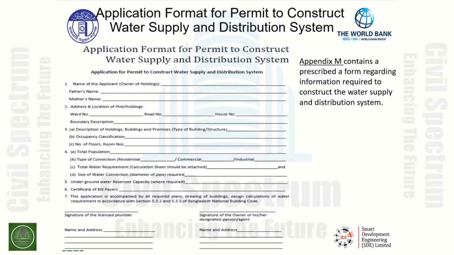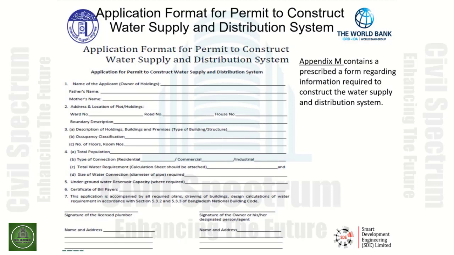Number 7, this application is accompanied by all required plans, drawing of buildings, design calculations of water requirement in accordance with sections 5.3.2 and 5.3.3 of the Bangladesh National Building Code.